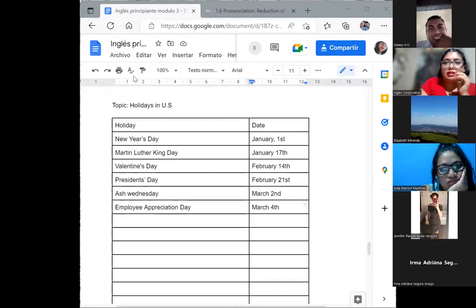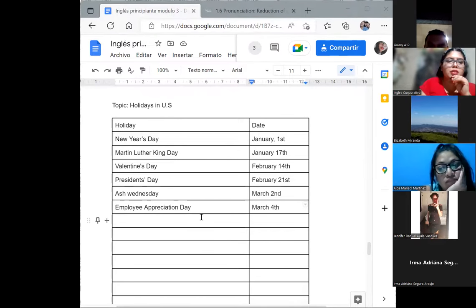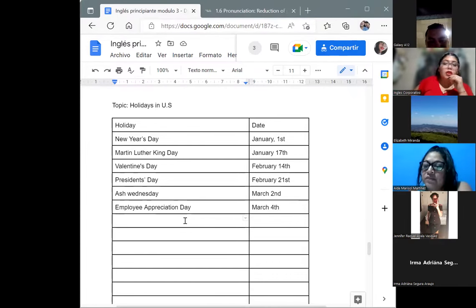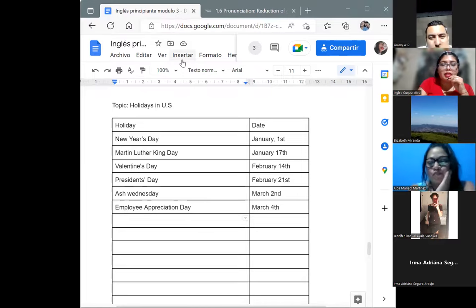Someone is saying Thomas Jefferson's birthday is on April 13. Yes, they also have Black Weekend, but they are like on the last month, I guess. And also they have some in different months, not in just one specific month. It's not by date, it's by season.